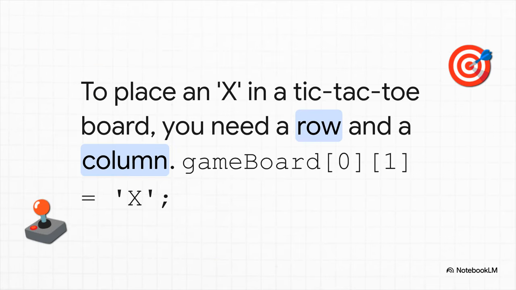And here's a perfect example in action. To place an X on a tic-tac-toe board, you need two pieces of info, right? A row and a column. So in the code, gameBoard[0][1] tells Java to go to the first row, row 0, and the second column, column 1, and place an X right there.